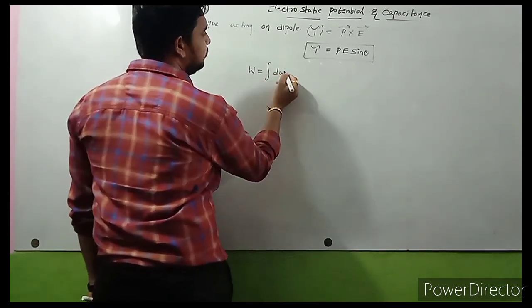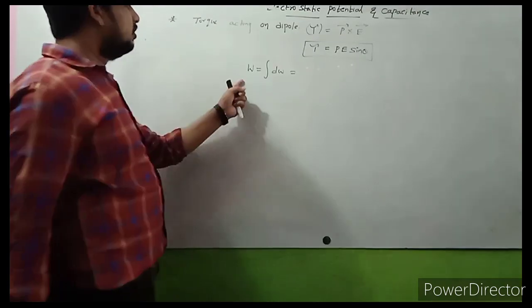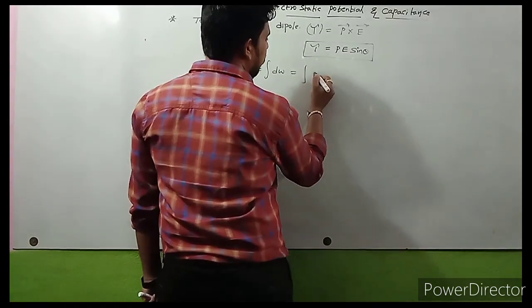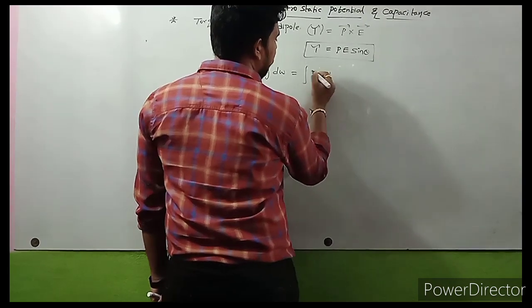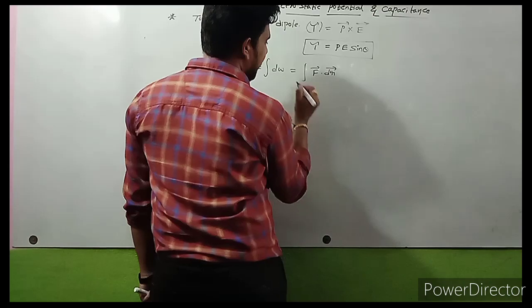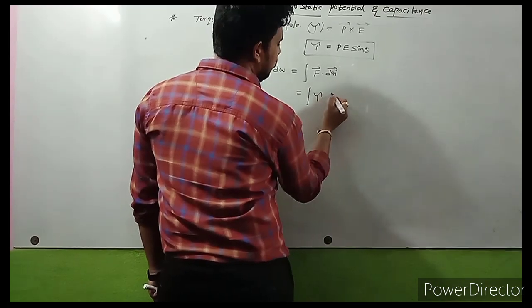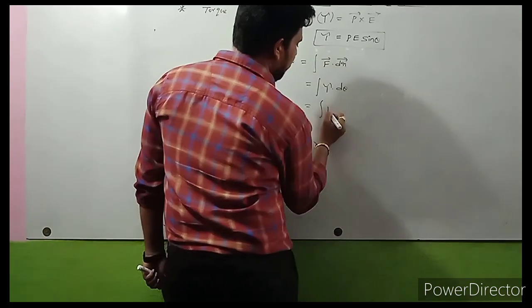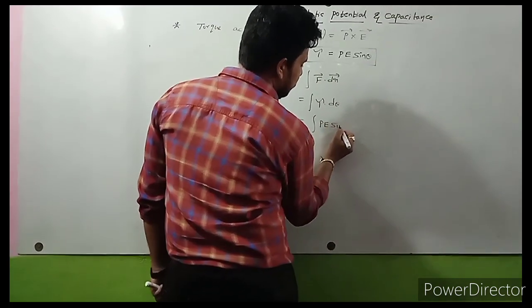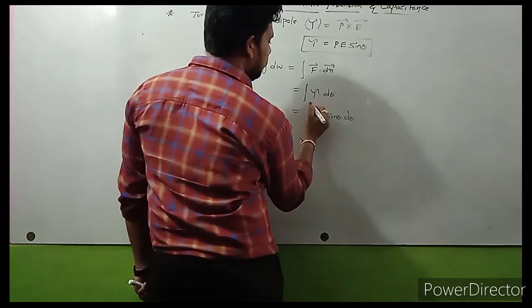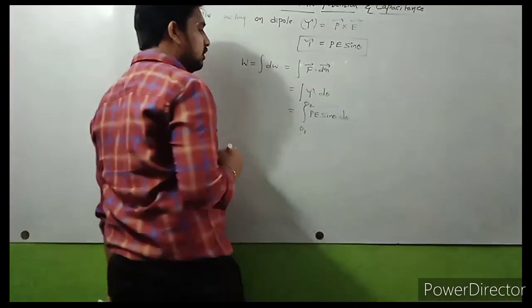Then work done W, generally the work done formula, is the integral of dW. So total work done is the integration of small work done dW, which is F bar dot dr bar. In angular form this can be written as tau into d theta. Tau is P E sin theta into d theta, integrating from theta 1 to theta 2.